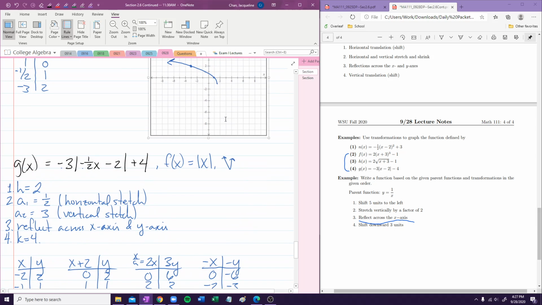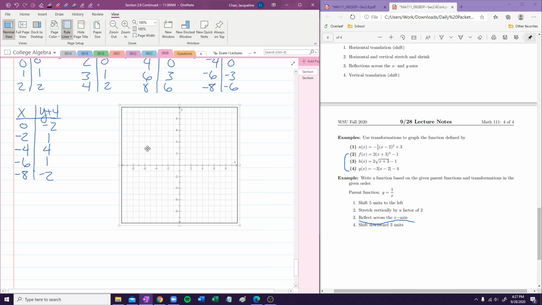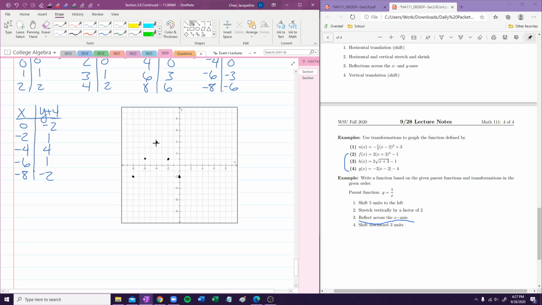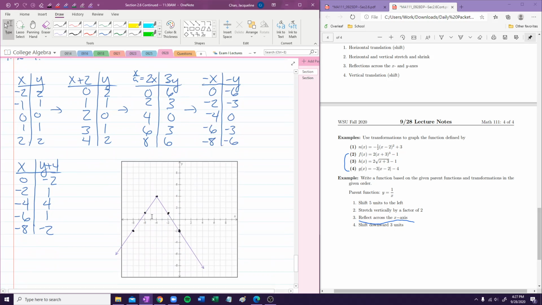Okay, let's grab a graph, and let's plot our points. So I have 0, negative 2, negative 2, 1, negative 4, 4, negative 6, 1, negative 8, negative 2. Okay, I know this is a V shape, so I'm going to make my life easier. Guess it's going to be purple, that's fine. And this is our translated graph. So this is our g of x.